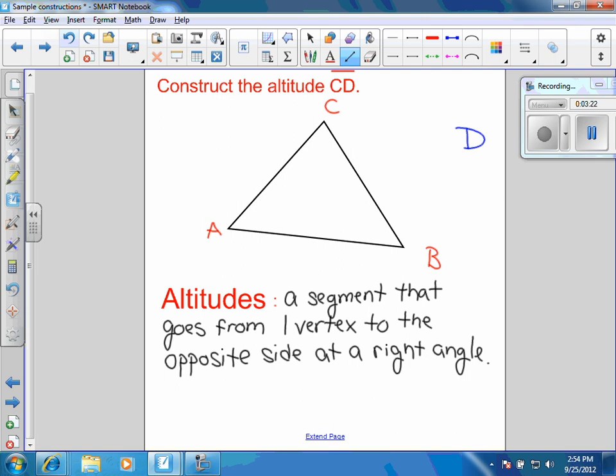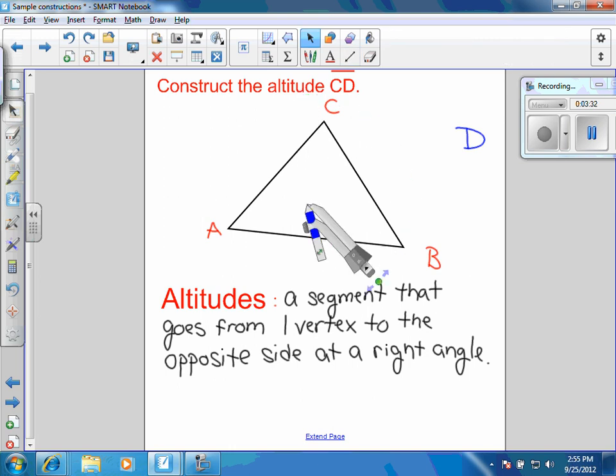So you're going to take your compass, and if you think back to some of the constructions we did, one of them was making a perpendicular from a point to a line. And that's all we're doing, making a perpendicular from C to the segment AB. So we're going to open the compass. Is it going to be big enough? Okay, barely.